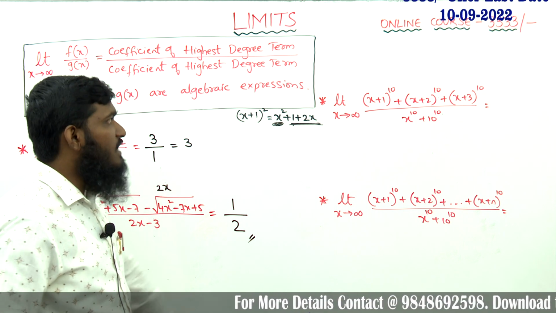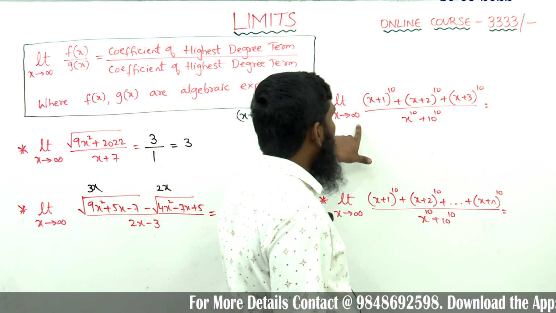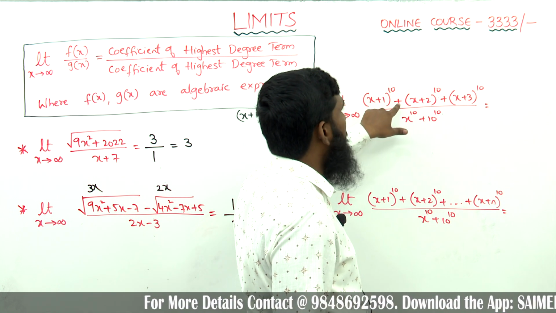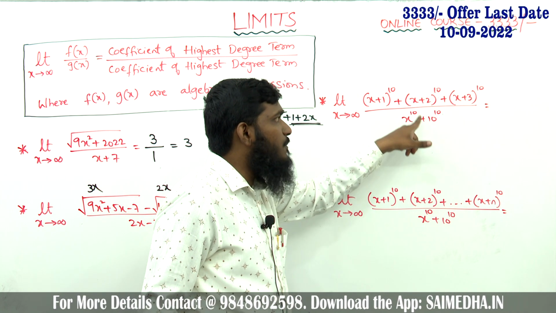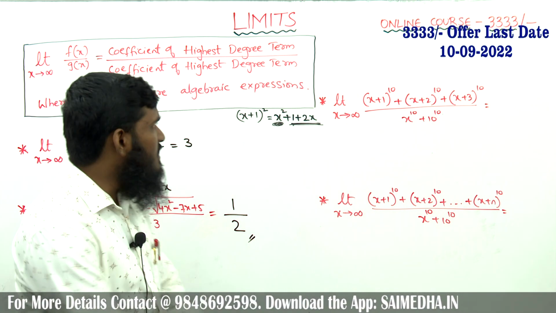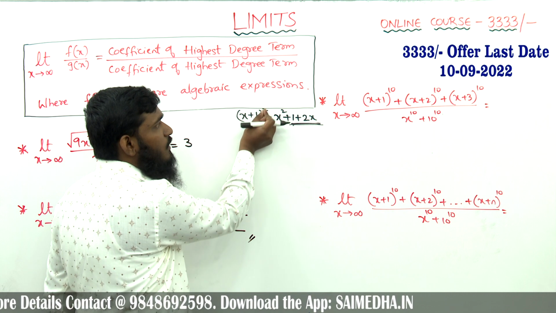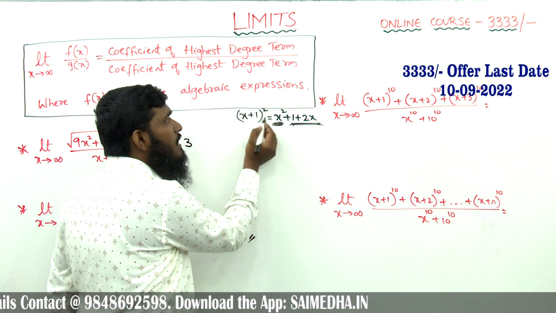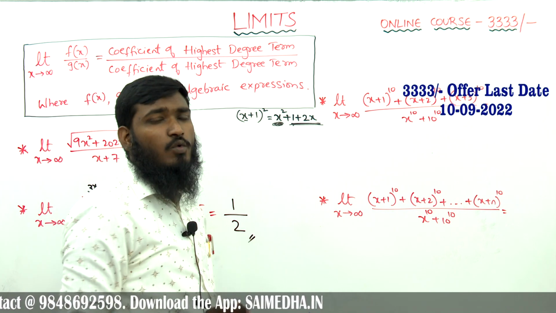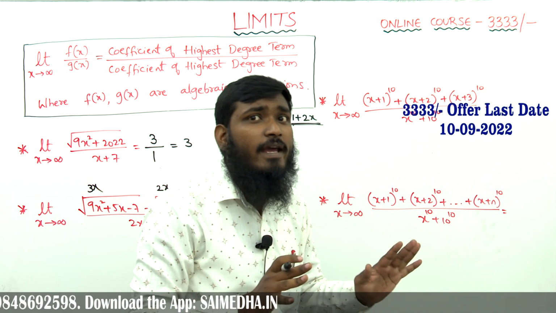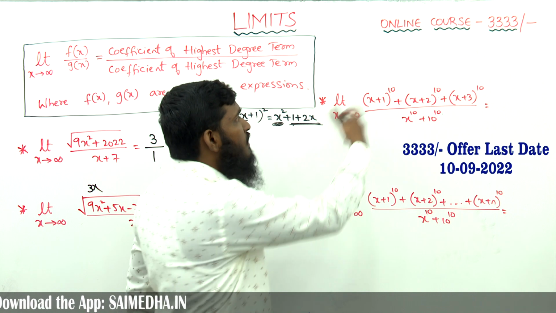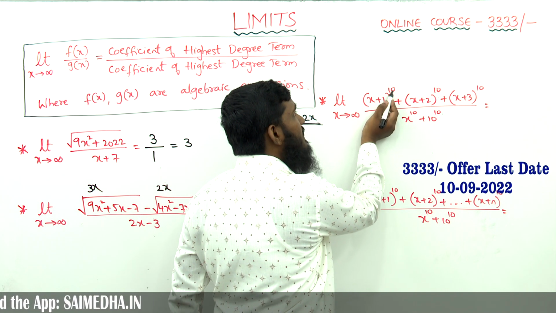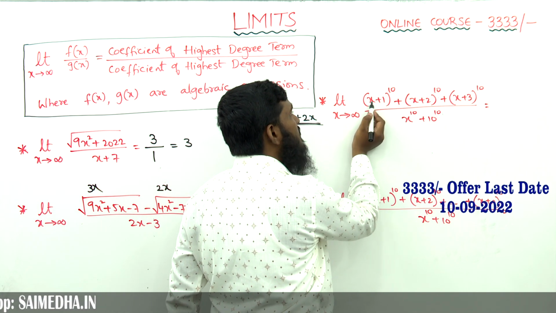Is it clear? Now next, limit x tends to infinity of (x plus 1) whole power 10 plus (x plus 2) whole power 10 plus (x plus 3) whole power 10, divided by x power 10 plus 10 power 10, is there. Just now we have discussed this example. X plus 1 whole square means if we give this square, we have to write this part as x square, and we are concentrating only on the highest degree, the highest power. Suppose we take this part and give this power for this one, what will happen?